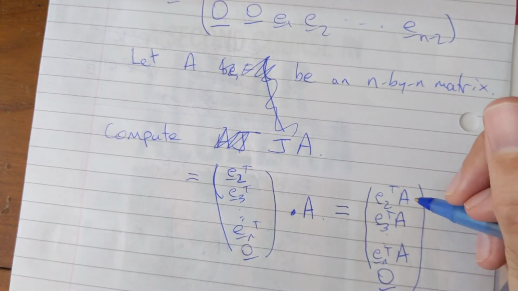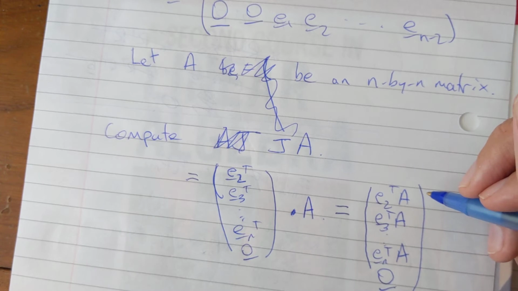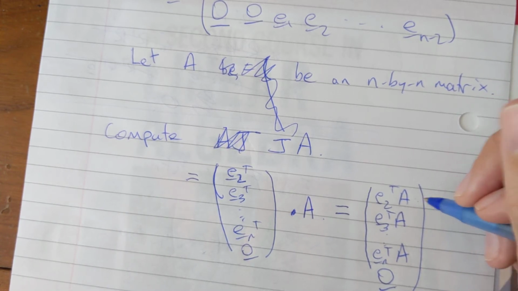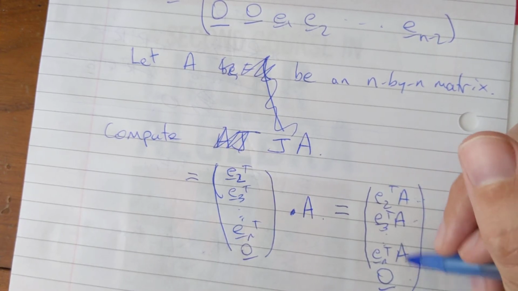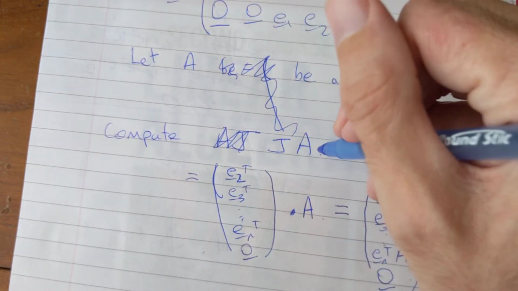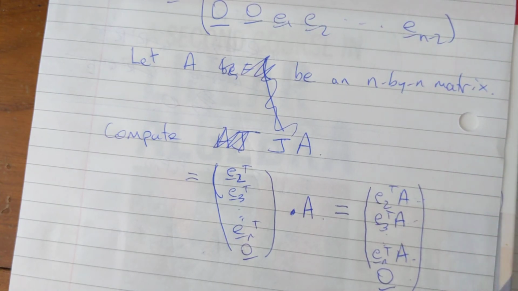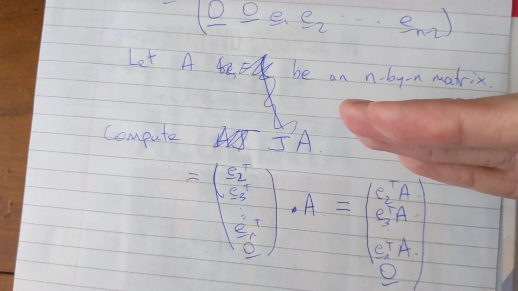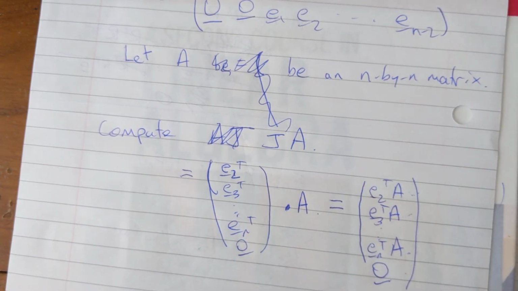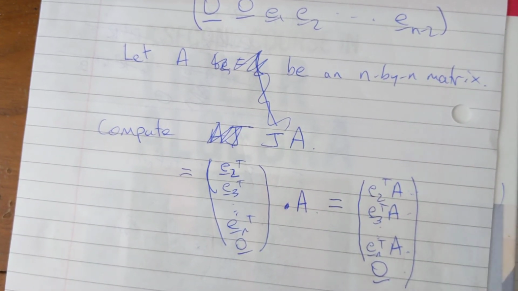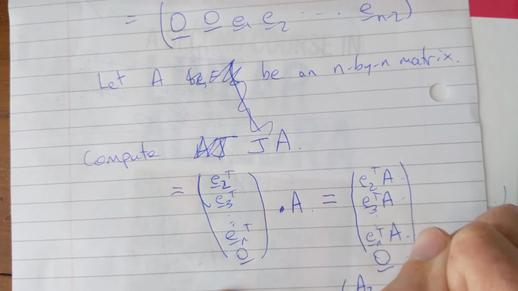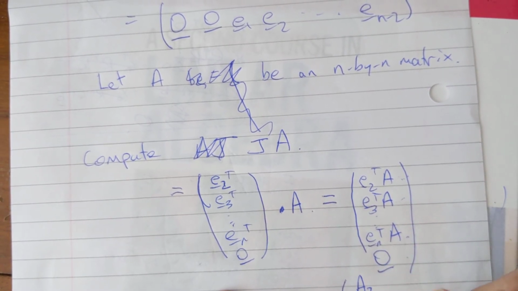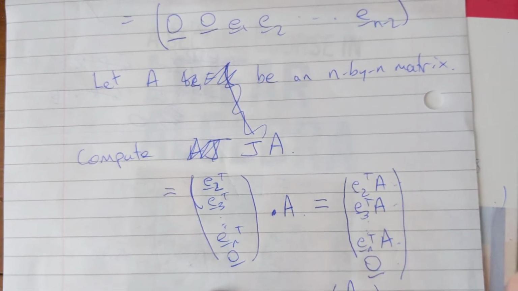Okay. And what is E2 transpose times A? Well, if you just try it out, this is just the second row of A, this is the third row of A, this is the nth row of A, and this is 0. So if we multiply J times A, it has the result of moving all the rows up 1, so the first row disappears, and in the last row we add zeros. Okay, so let's rewrite this. J times A has the effect that the rows of A are all shifted up by 1.